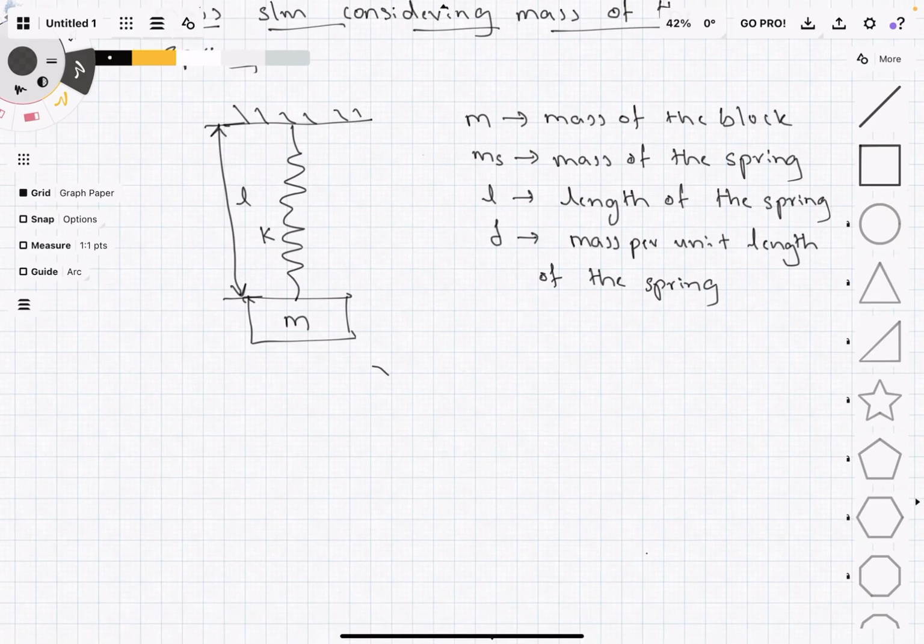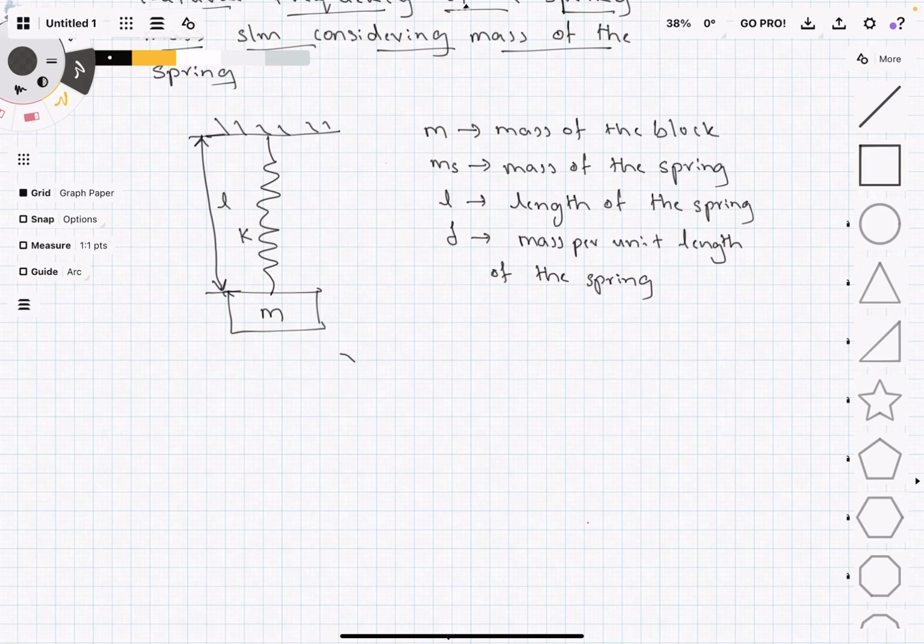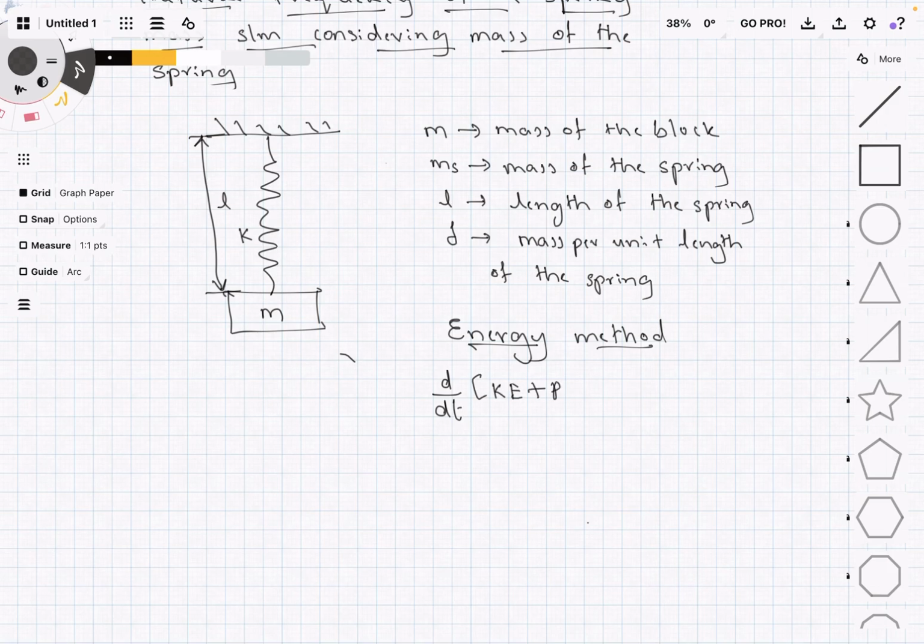Okay, so in order to do this, we'll be using the energy method to solve the problem. The energy method, as we all know, says that d by dt of kinetic energy plus potential energy should be equal to 0. So this is the equation which we will be using to solve the problem.